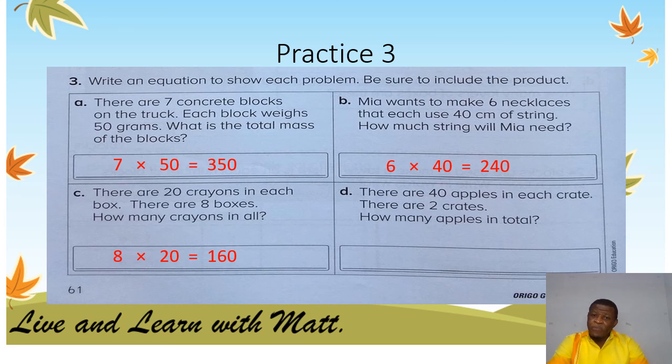Part D. There are 40 apples in each crate. There are 2 crates. How many apples in total? So that will be 40 times 2. But we can use 4 times 2, which is 8, to figure out 40 times 2, which is 80. Write it down and take a picture of it, send it to me in Microsoft Teams chat.